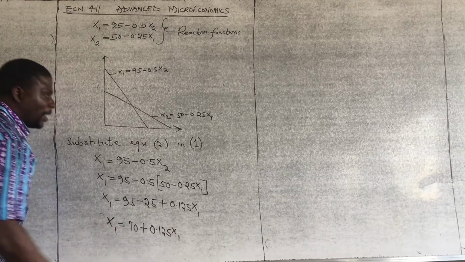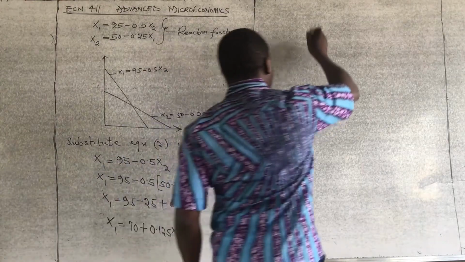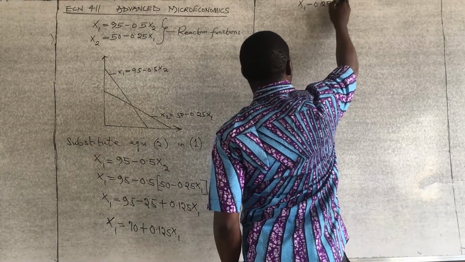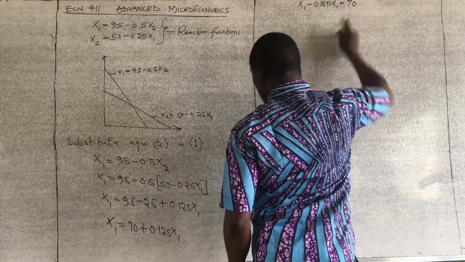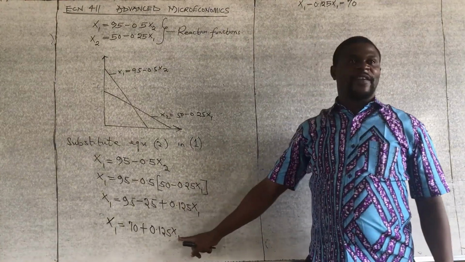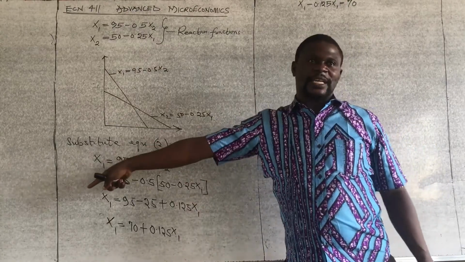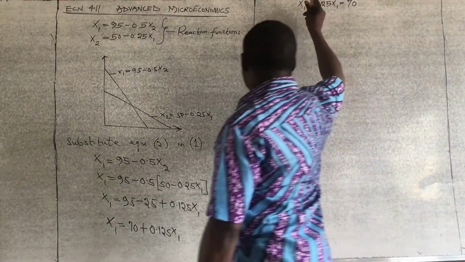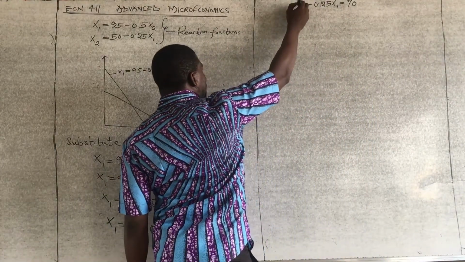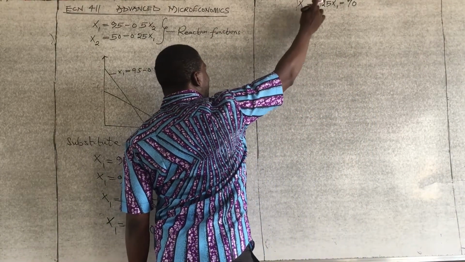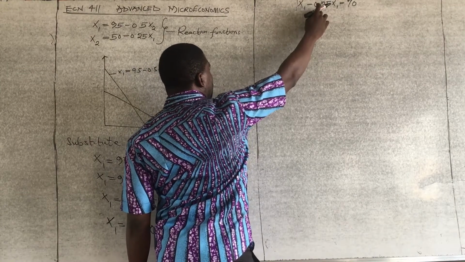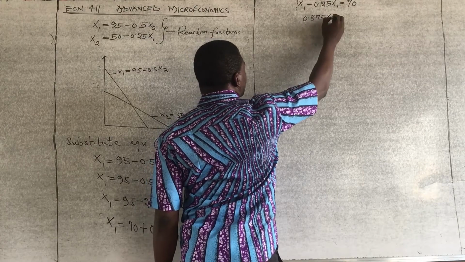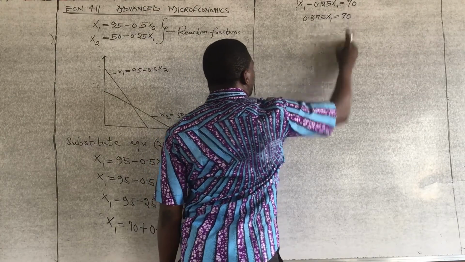0.125 x1. So let's collect like terms. I'll say x1 minus 0.125 x1 equals 70. You know this is plus 0.125 x1. By the time it crosses to the other side, it will turn to minus. You know this x1 has an invisible 1 beside it. So 1 minus 0.125 is 0.875. So 0.875 x1 equals 70.